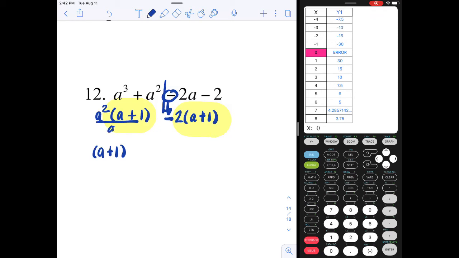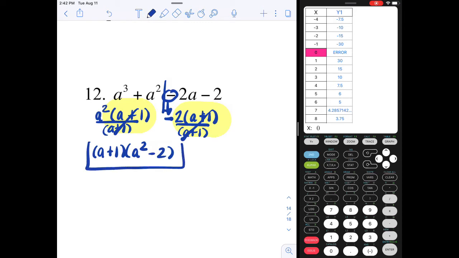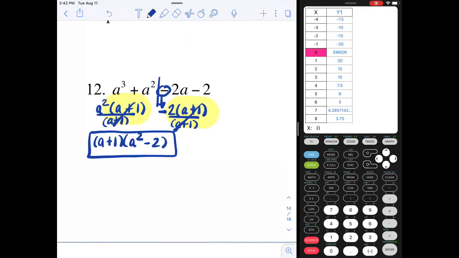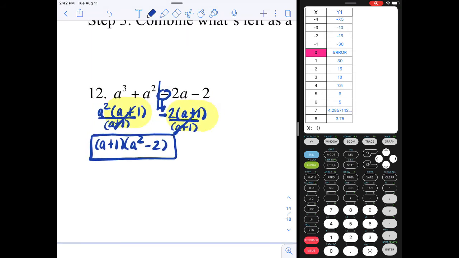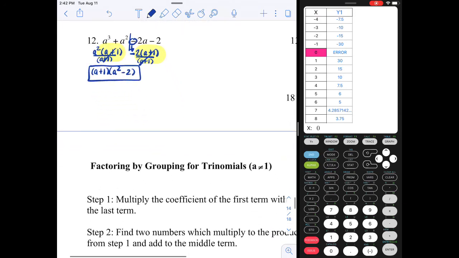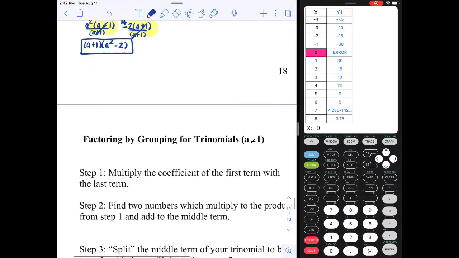When I take an a plus 1 out of the first half, I'm left over with a squared. I'm going to divide a plus 1 into the second half, and I'm left with minus 2. And now this is my factored version of that polynomial that I normally would not have been able to do without factoring by grouping. So again, chop it in half, GCF each half, take out the common parentheses, and put whatever's left over in its own parentheses. So how is this going to help you when you get into tricky trinomials?